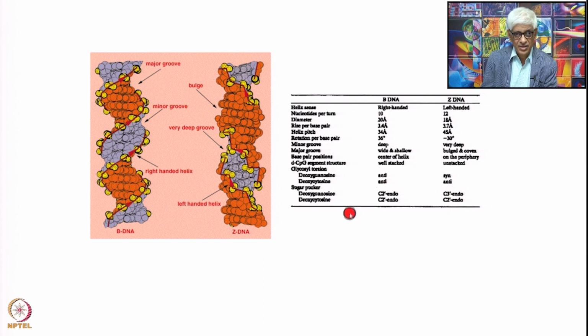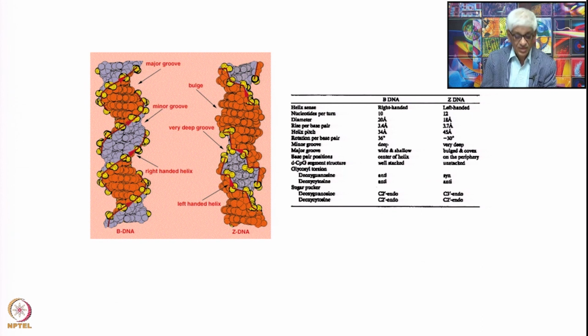And the sugar geometries, whereas in the B-DNA they are all C2' endo, which is uniform, here it alternates. So guanosine has the C3' endo sugar geometry, and the cytosine has the C2' endo sugar geometry. Therefore this makes the dinucleotide the repeating unit.